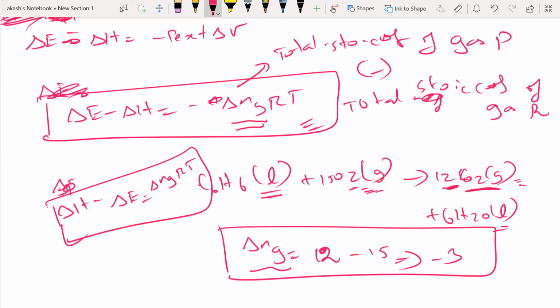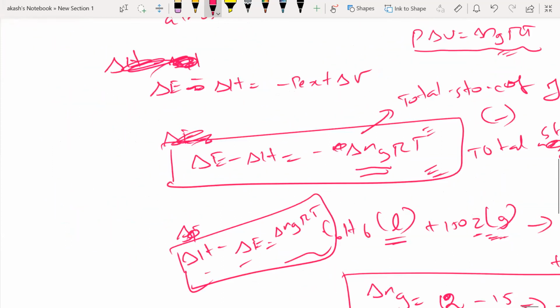Okay, this is fine, right? Delta E minus delta H is minus delta Ng RT, or delta H minus delta E is plus delta Ng RT. That is it. Whichever you want, you can remember. And we can also do problems based on this.